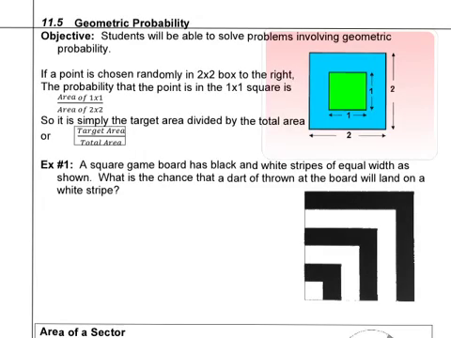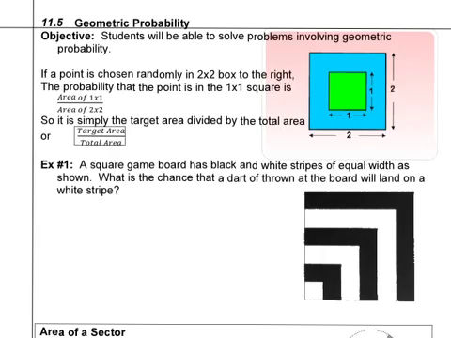Okay, 11.5. Objective: students will be able to solve problems involving geometric probability. So here's a basic idea. Let's say you have a box here, right? It's 2 by 2, the blue box. And then there's another box inside there that's 1 by 1.